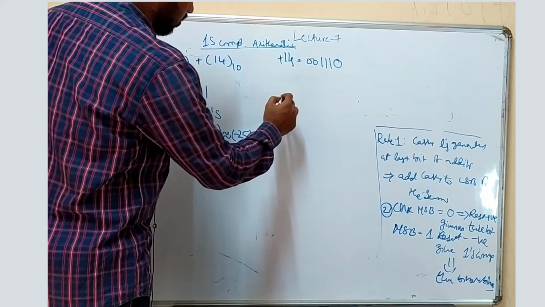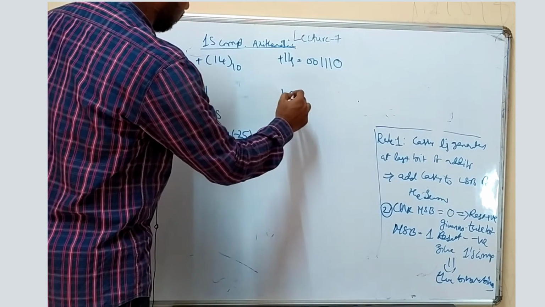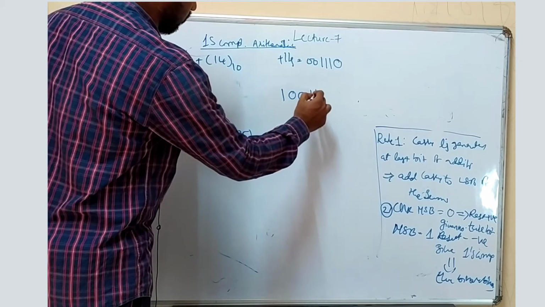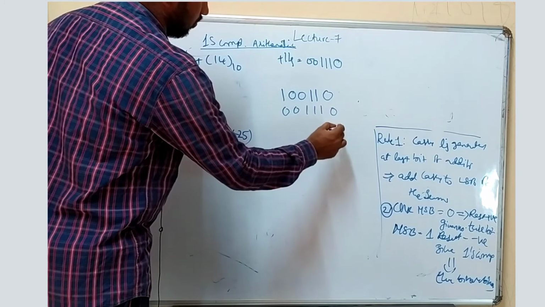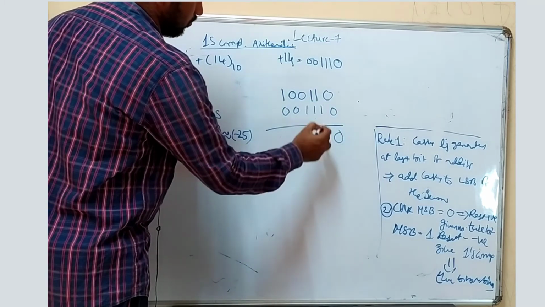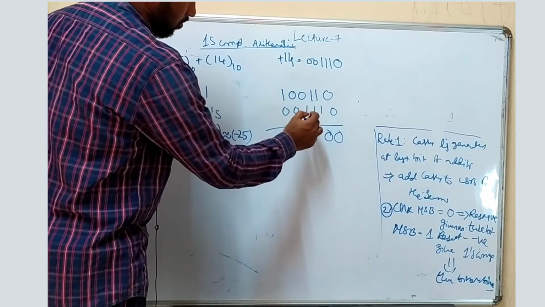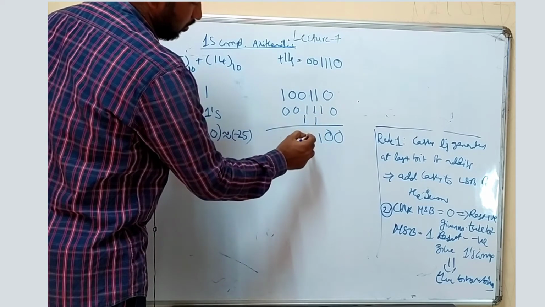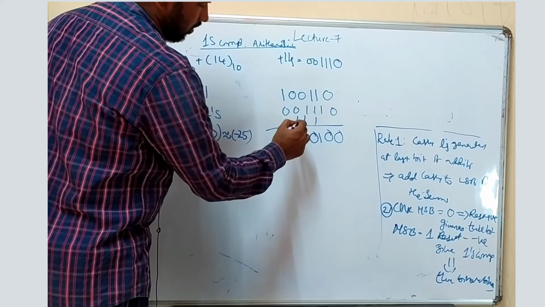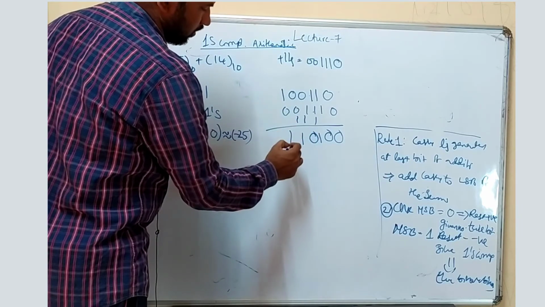This will be minus 25, which will be 1 0 0 1 1 0 and 0 0 1 1 1 0. This will be 0, 1 plus 1 will be 0 with a carry 1, 1 plus 1 will be 1 0, 1 0 plus 1 will be 1 1, 1 here, carry 1 here, 1 plus 1 will be 0 with a carry 1 here, this will be 1 here, this will be 1 here.